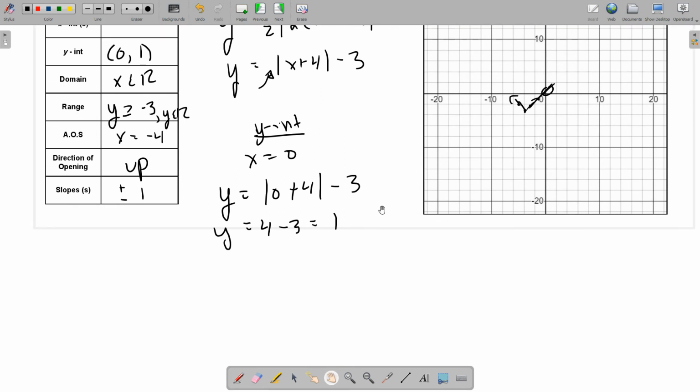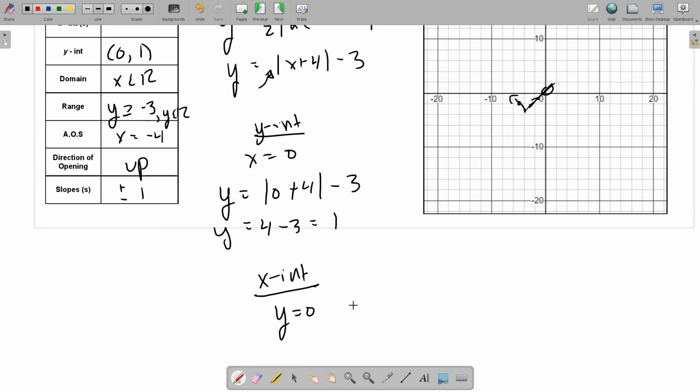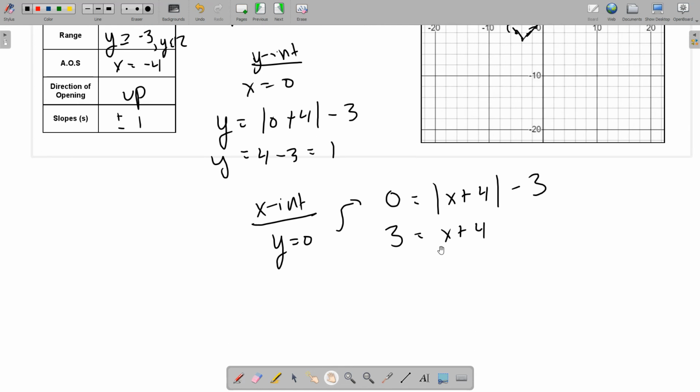To find my x-intercepts, I can see just by looking at it, there's going to be 2. So I'm going to make y equal to 0. I'm just going to do my work over here. 0 is equal to absolute value of x plus 4, minus 3. I'll add 3 to both sides. So 3 is equal to absolute value of x plus 4. And again, I've got that situation where the 3 could be plus or minus, so I'm going to write it as x plus 4 is equal to plus or minus 3.